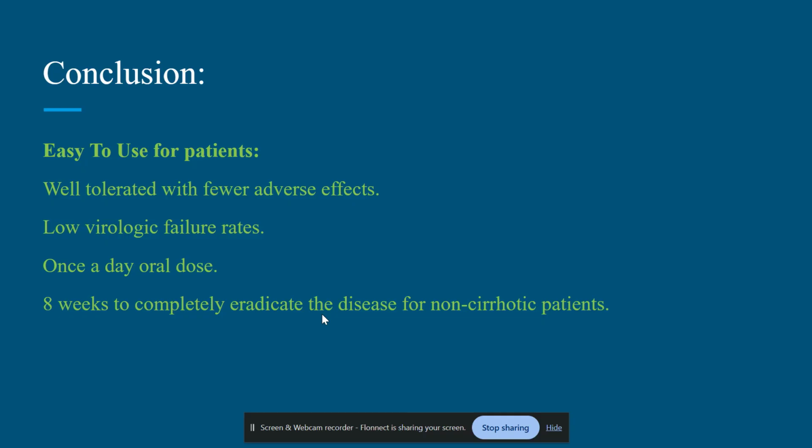And for non-cirrhotic patients, this drug can be prescribed for 8 weeks only instead of 12 weeks. So it's a convenient and patient friendly drug, and we highly recommend this. With strong real world data and guideline endorsement, Harvoni remains a cornerstone therapy for hepatitis C virus genotype 1. It's helping move us closer to the goal of eradicating hepatitis C virus as a public health threat.